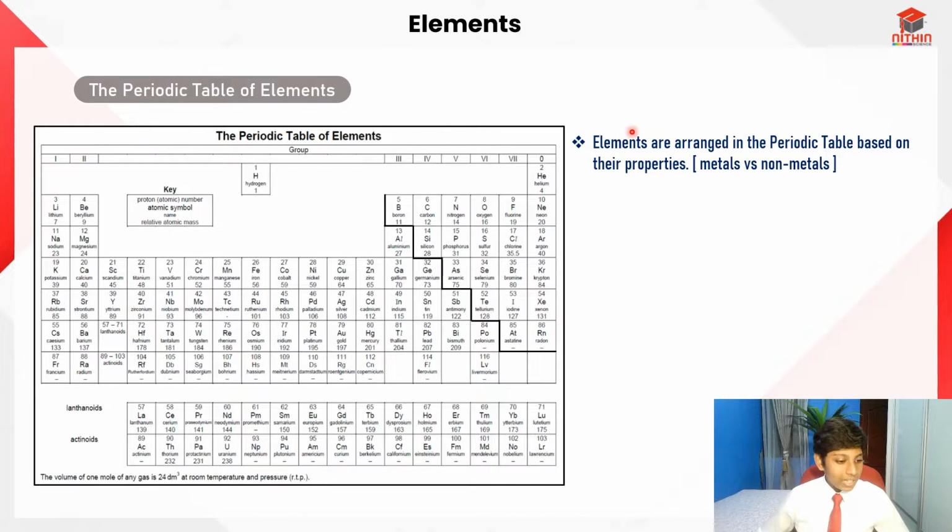Next, let's take a look at the points of the periodic table of elements. Firstly, the elements are arranged in the periodic table based on their properties, metals versus non-metals. Basically you need to know this zigzag line over here. I'll go through this more in depth in the next slide. For now just take note of this. Metals are on this side of the zigzag line, while non-metals are on this side of the zigzag line, including hydrogen.